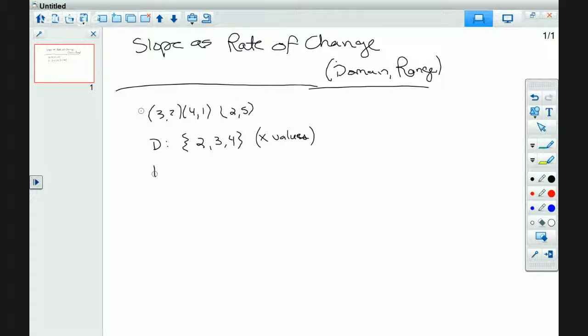And the range would be 25 to 5. That is the y values, correct? Okay. So you know what that is. Okay. What about this? I'll give you an equation. Are there any x values I can't plug in there that will foul it up?